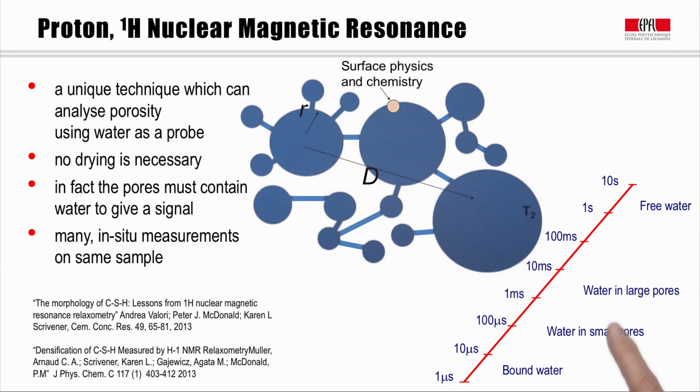As we move to smaller pores, because the water will have a very high probability of hitting the surface before too long, we'll go to shorter relaxation times, and shorter relaxation times still. The shortest relaxation times are for bound water, which is found in the crystalline hydrates. This is explained in a lot more detail in the references given here.